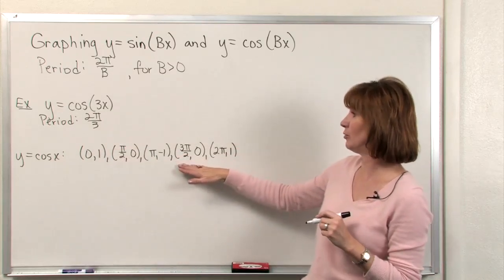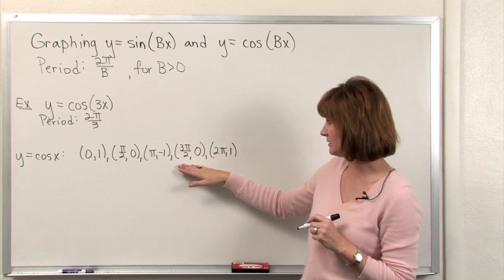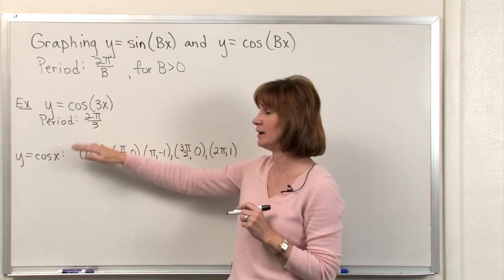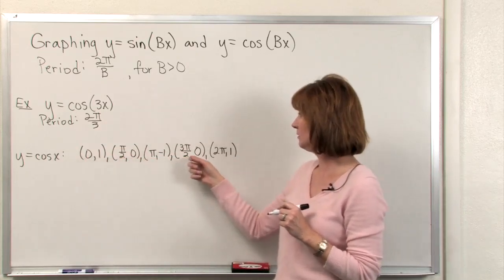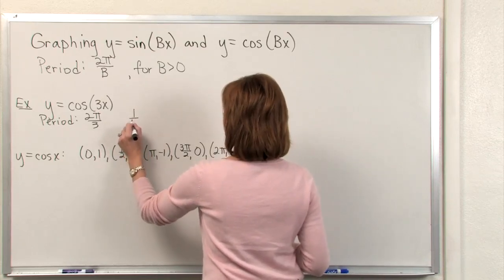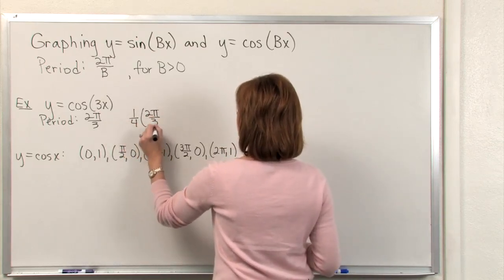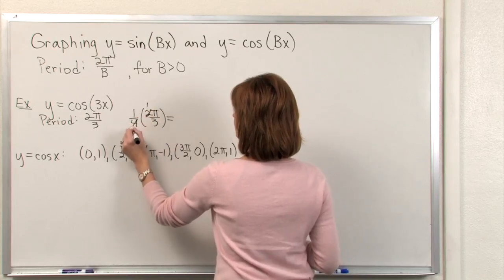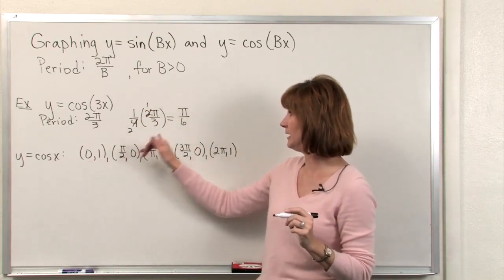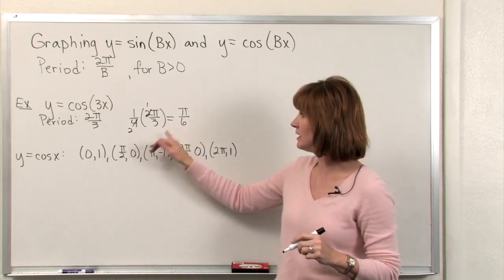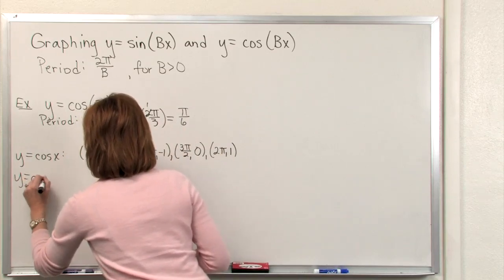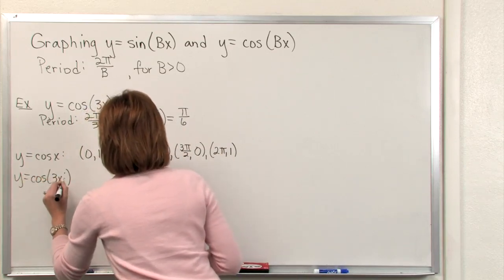Here I've listed the quarter points for y equals cosine x, which of course has a period of 2 pi. For cosine 3x, the period is 2 pi over 3. The quarter points occur at 1/4 of the period, so let's figure out what is 1/4 of this period. 1/4 of 2 pi over 3 is pi over 6. So now our x coordinates are going to be in increments of pi over 6. The y coordinates will stay the same. So let's list the quarter points for y equals cosine 3x.